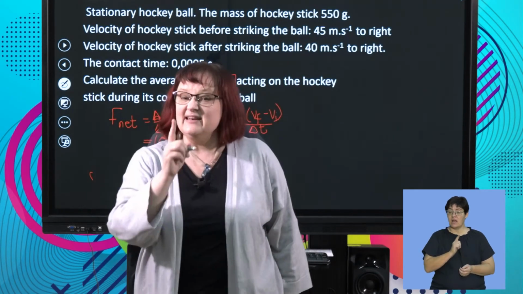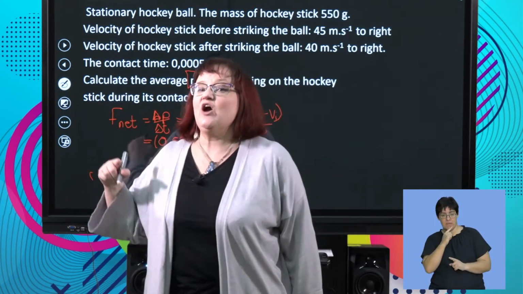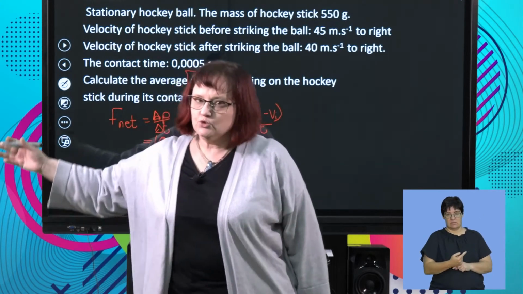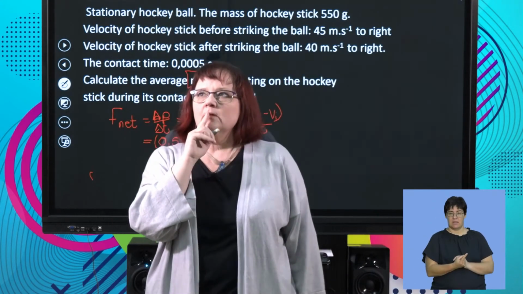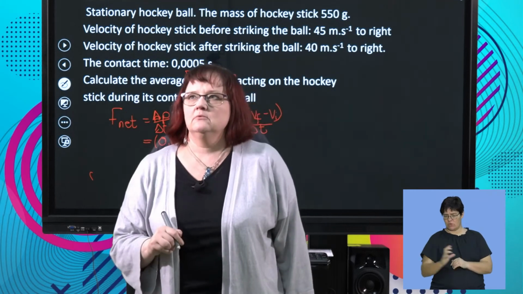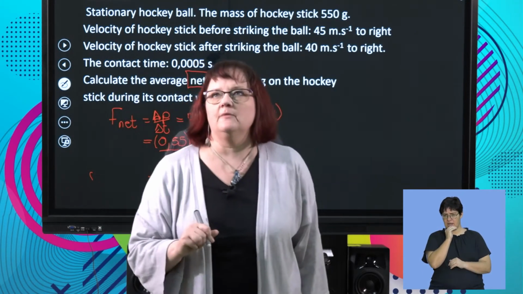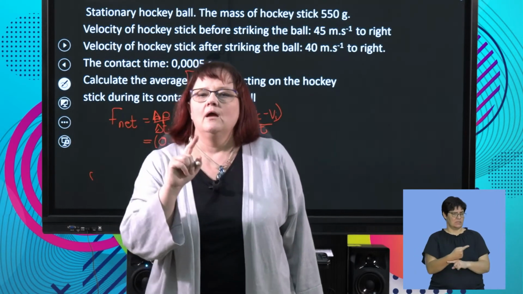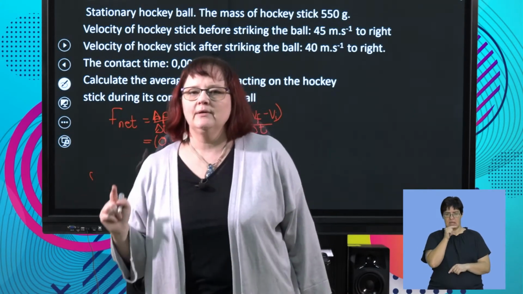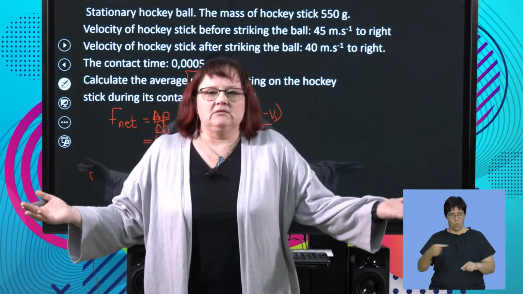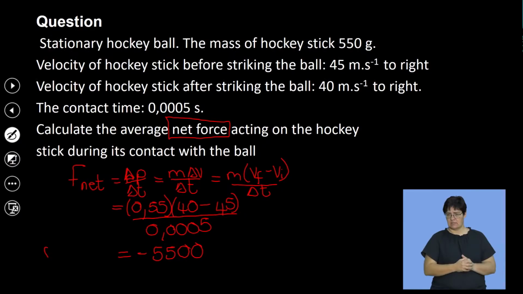That tells me that the net force is in the opposite direction to which the object was moving in. Now we've got to think about this and go, negative force means that the acceleration will be in the opposite direction. Acceleration in the opposite direction means that it's going to slow down. That makes sense. It did slow down. So this is 5,500 newtons. Now, it was originally going to the right, so now it's going to the left.